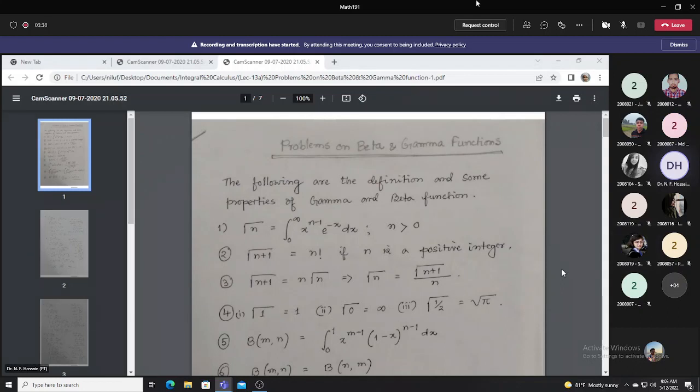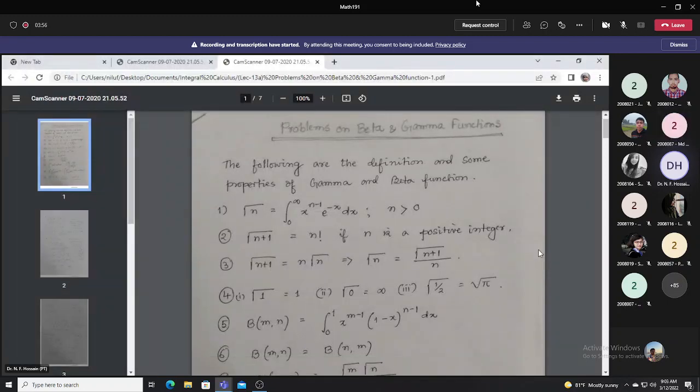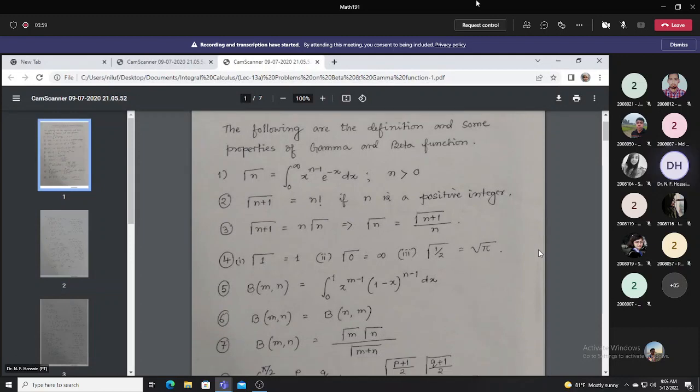Yes. So in our last class, we had a definition of gamma and beta functions, and we discussed some properties. At first, let us review our knowledge of beta and gamma functions. Here you see, in number 1, is the definition of the gamma function.